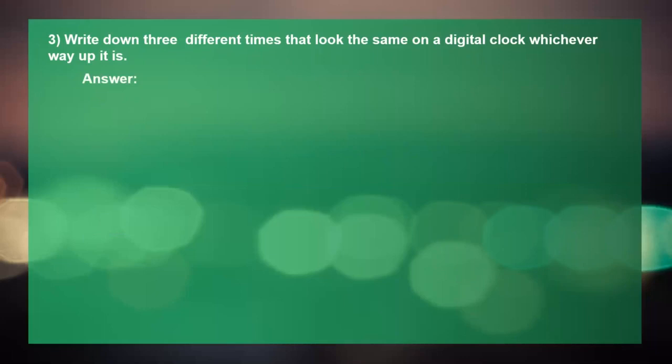So I will suggest 3 different times like that. 11:11. In whichever way you read it, it will be 11:11. Okay. Next one is 22:22. So in whichever way you read, you will be getting the exact time. The next one is 10:01. These are the three different times you can write for this question.